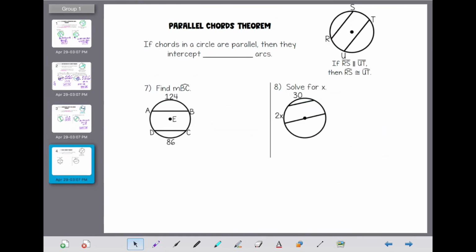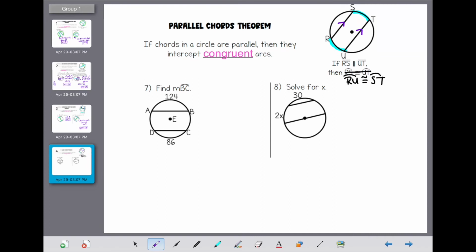Here's our last theorem, the parallel chords theorem. If chords in a circle are parallel, then they intercept congruent arcs. So as long as RS and UT are parallel to each other, then the arcs in between them are congruent. Which means that this right here needs to be edited. It should be that RU is congruent to ST.